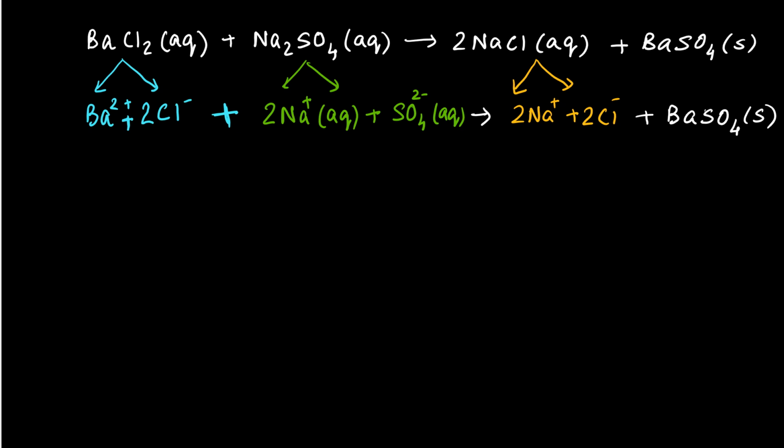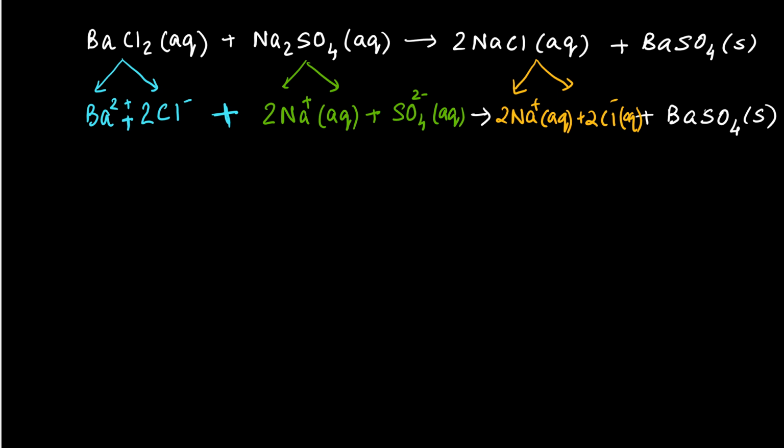I again forgot to write the state symbols for sodium and chloride. I'm just going to write it down. So 2 Na+ aqueous plus 2 Cl- aqueous. So now what's the next thing?